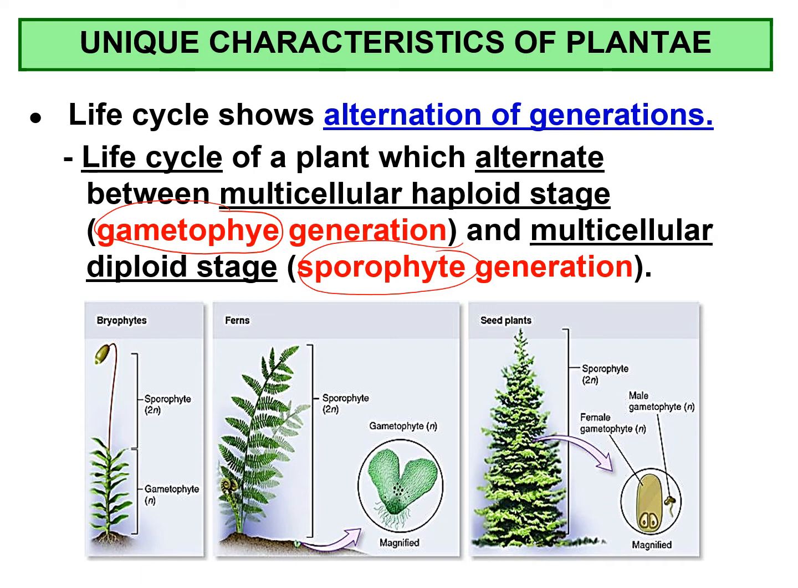Gametophyte comes from the word gamete, which is haploid. So please remember gametophyte. Okay, missing one T here. So gametophyte generation means that the particular structure is haploid, half of the chromosome content or half of the genetic content, while sporophyte generation is diploid.